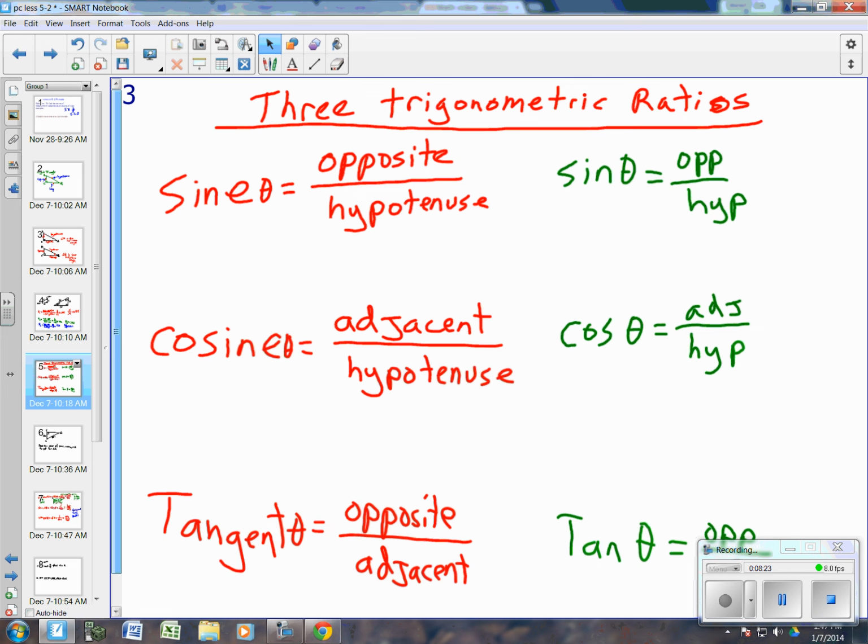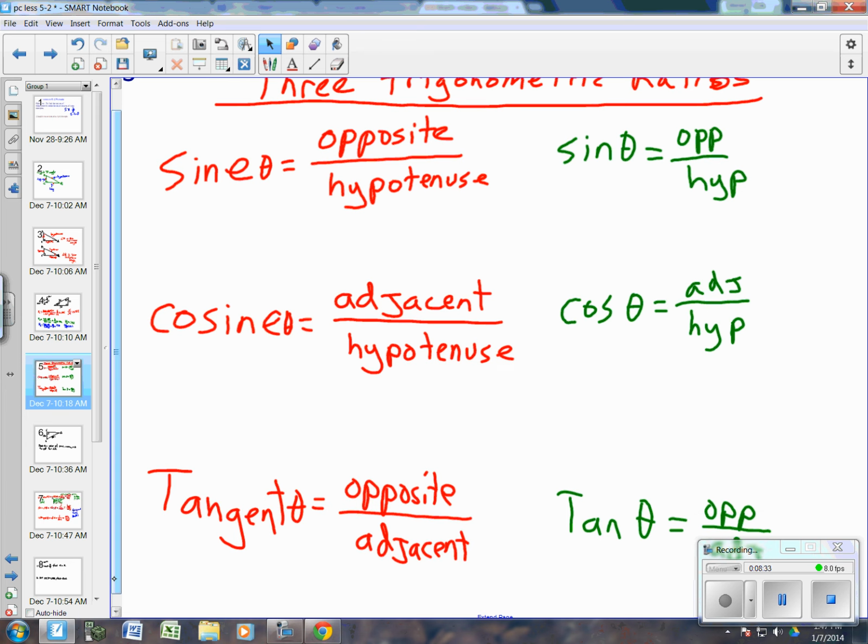So sine equals opposite over hypotenuse. This is how we abbreviate it. Sine theta equals opposite over hypotenuse. Cosine equals adjacent over hypotenuse, and tangent equals opposite over adjacent. Okay, write these down.